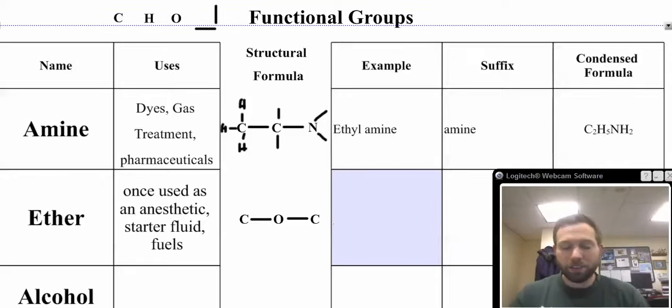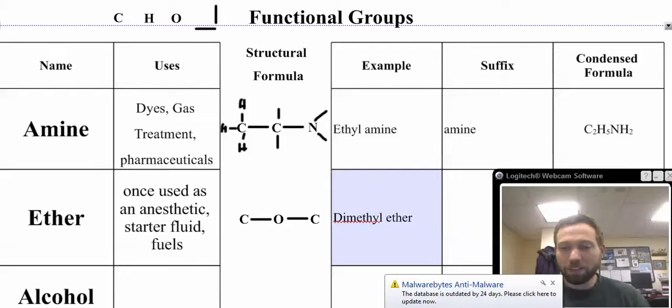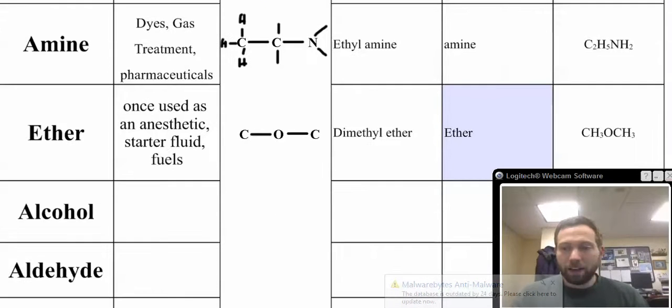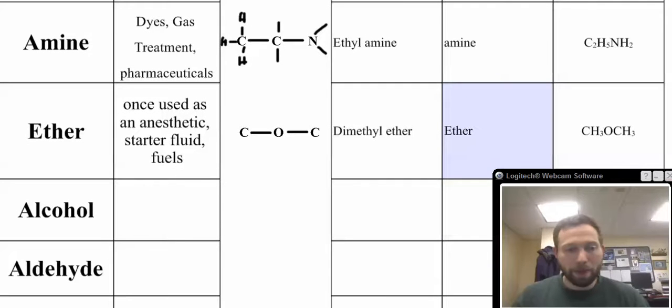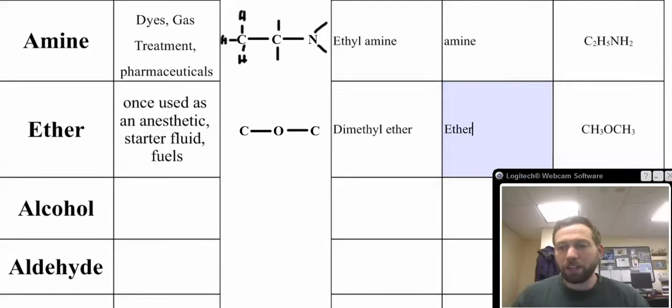To name ethers, it's very similar to amines. You're naming the group off of the oxygen in this case, and so because there are 2 groups, 2 carbons off of the side, we're going to call this dimethyl ether. Pretty self-explanatory. And so the suffix that we often use is just ether for that. And the condensed formula is over there to the right. Condensed formula just helps you to see the condensed version of the structural formula. But you can see the methyl group on the left, and then the methyl group on the right, and the oxygen in the middle.